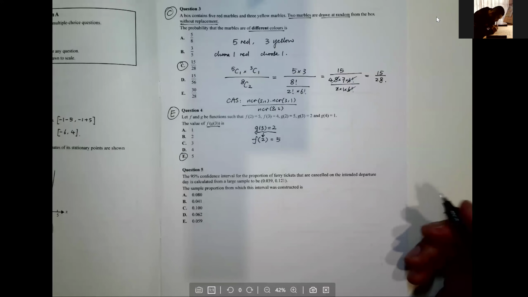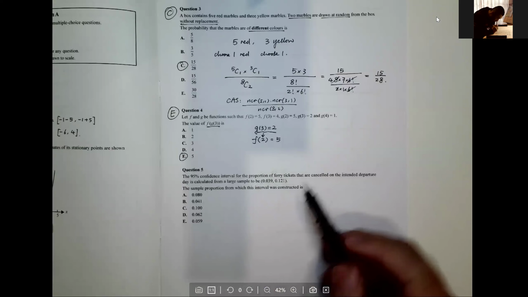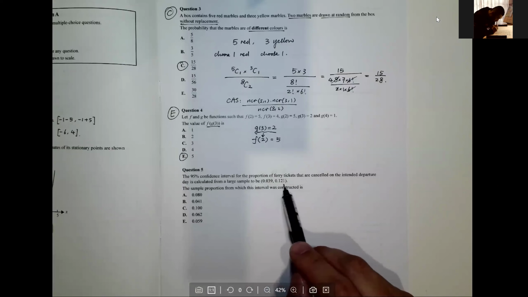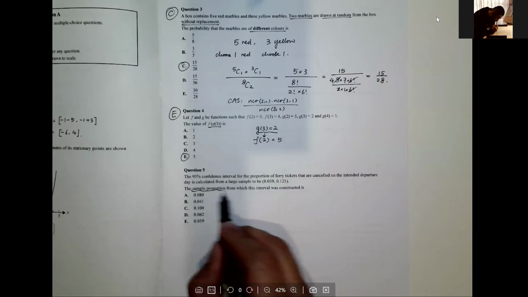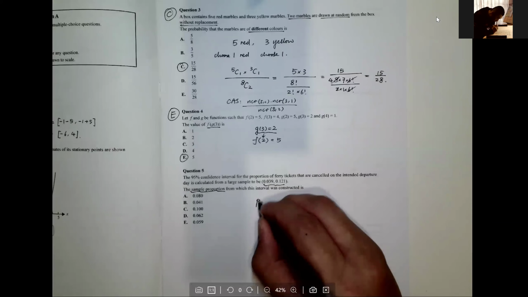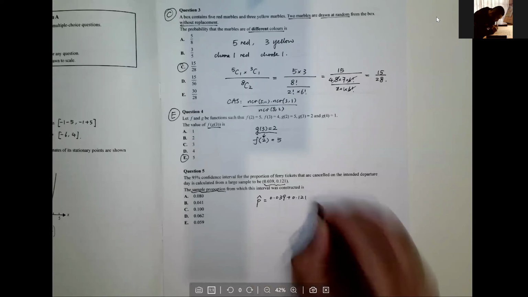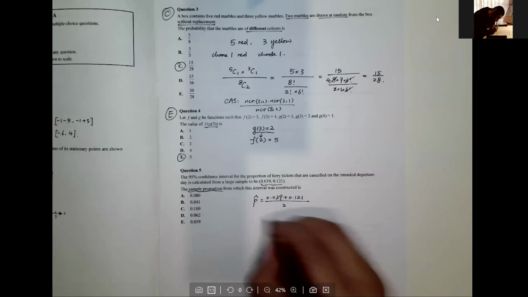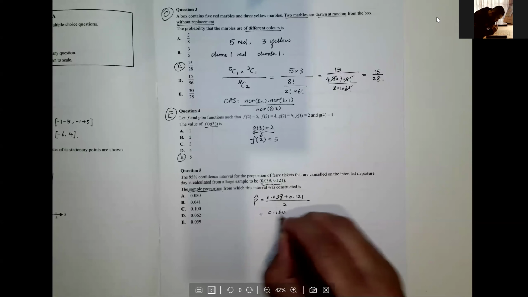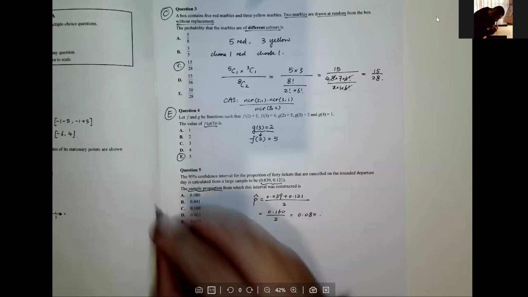Question 5, the 95% confidence interval for some proportion of ferry tickets cancelled on the intended departure is calculated from a large sample to be 0.039, 0.121. So we want to find the sample proportion. Just notice the midpoint of the 2 bounds will be your sample proportion. So your p hat is 0.039 plus 0.121 divided by 2. So you get 0.160 divided by 2, and that is 0.080, okay? Option A is correct.